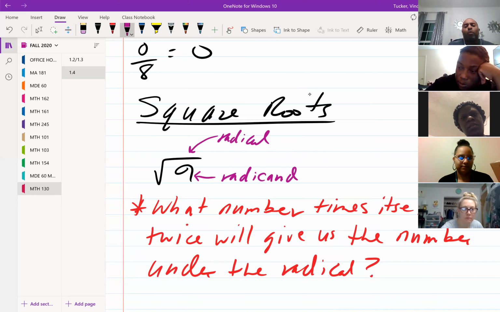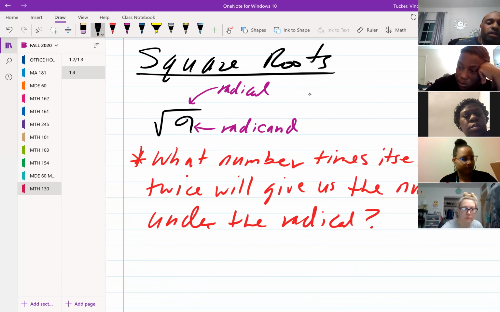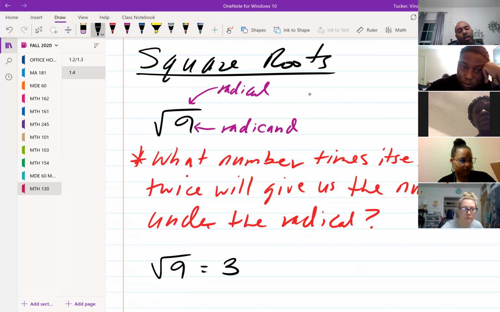So you want to know what number times itself twice will give you the radicand, or the number under the radical. So we're looking at the square root of 9. That's going to be 3. And that's the foundation of what you'll do when it comes to square roots.